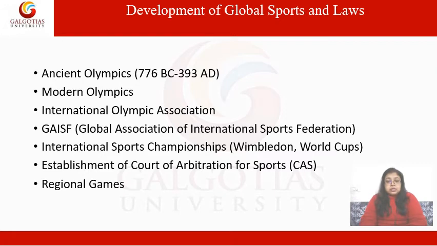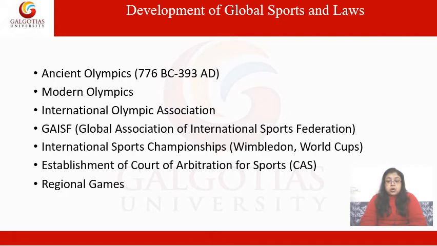Then we have certain international, very renowned bodies like the International Olympic Association, which is one of the biggest global associations dealing with international sports at a large level. Then we have GAIFS, that is the Global Association of International Sports Federations. Then we have international sports championships like Wimbledon, World Cups and all of that. Then we have one of the very interesting bodies, the establishment of CAS, the Court of Arbitration for Sports, one of the biggest judicial structures for a sports redressal mechanism.